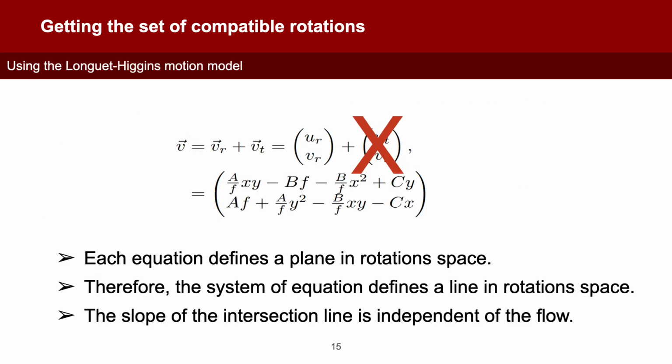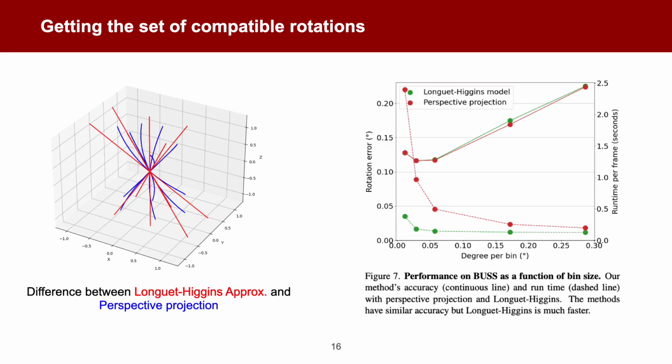The second method is an approximation using the Langevin-Higgins motion model. The system of equations defines a line in the rotation space. Note that the slope of the line is independent of the flow vector. For small angles, the lines of compatible rotation given by the Langevin-Higgins motion model are good approximations of the real 1D manifolds of compatible rotations. The Langevin-Higgins motion model-based method is significantly faster while maintaining the same level of accuracy as the method based on perspective projection.